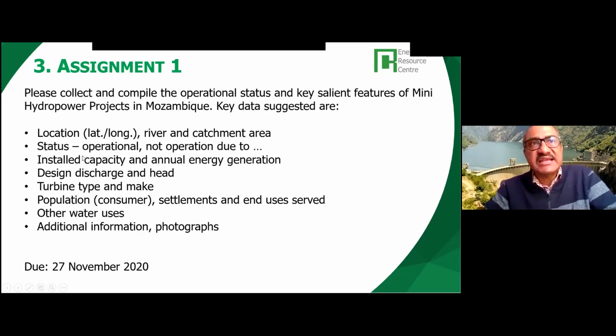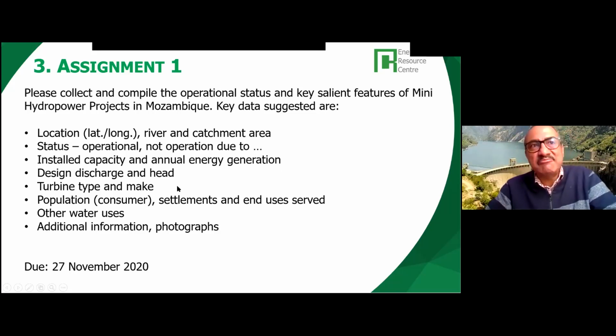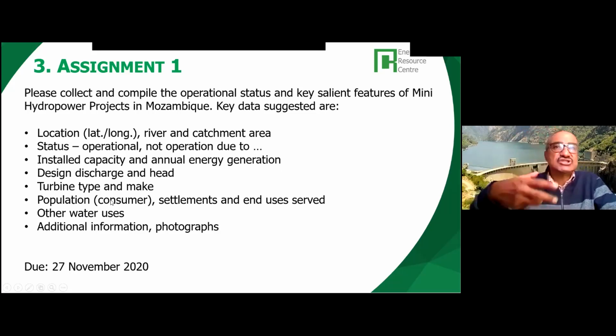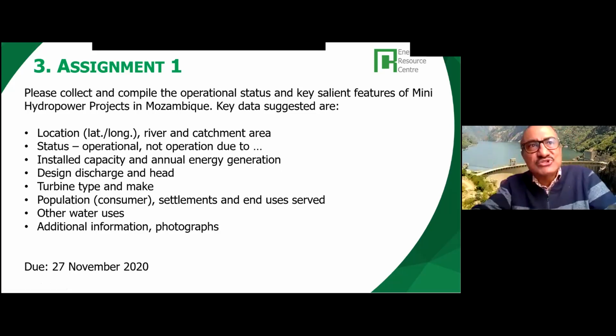Then what is its status? Is it operational, or not operational due to some problem, like Majau? What is the installed capacity and annual generation? If you could also provide the generation pattern, whatever is available. The design discharge and head. What is the turbine type and make? What is the population, how many people are served by this? What are the names of the settlements? What are the end users served? What are the other water uses?